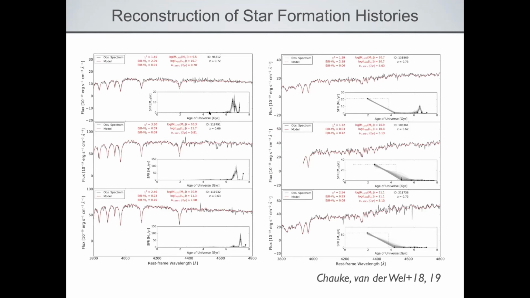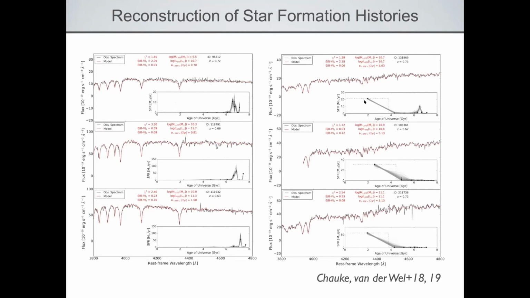But what we did was build linear combinations of FSPS templates with different ages. Those are the red lines. And we fit that to our spectra, the black lines. There's 6 examples here, 3 young galaxies and 3 old galaxies. And in the inset panels, you see the star formation histories. So star formation rate versus cosmic time. So the Big Bang was here.